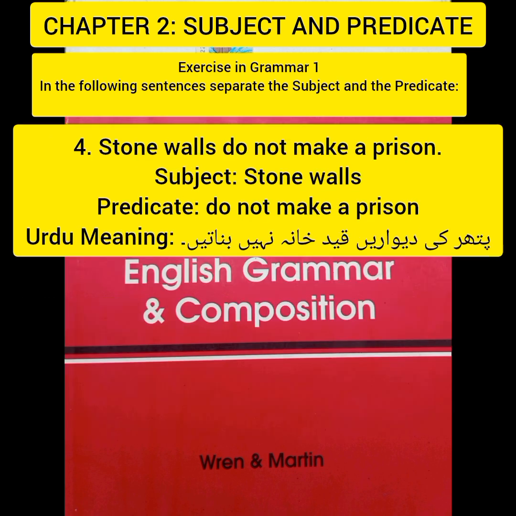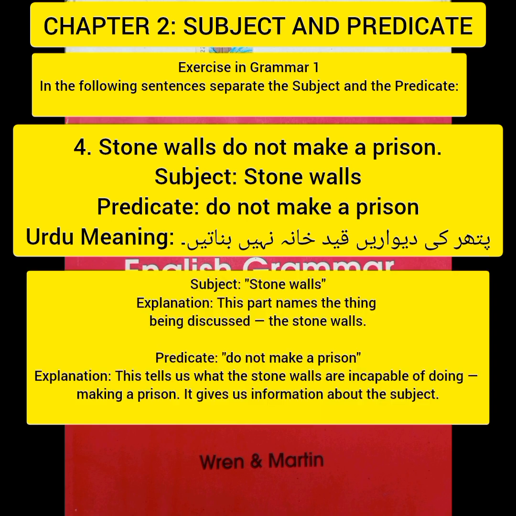4. Stone walls do not make a prison. Subject: stone walls. Explanation: this part names the thing being discussed, the stone walls. Predicate: do not make a prison. Explanation: this tells us what the stone walls are incapable of doing, making a prison. It gives us information about the subject.